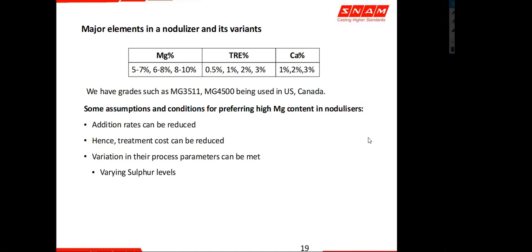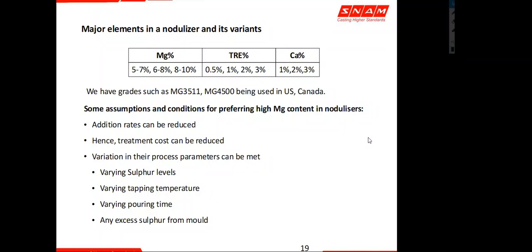And parameters like varying sulfur levels and different tapping temperatures: when you have lesser control over tapping temperature from your furnace, your high magnesium content will take care by itself. And if your pouring time varies and you have lesser control, then high magnesium should by itself take care. Any excess sulfur from the mold too.